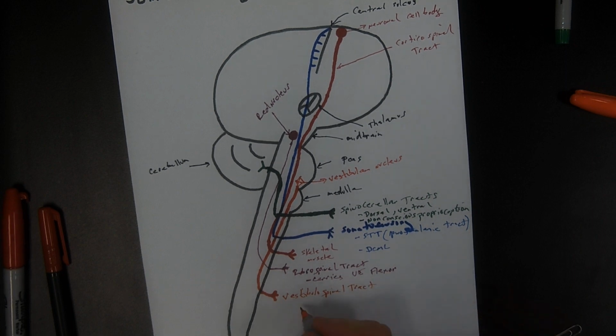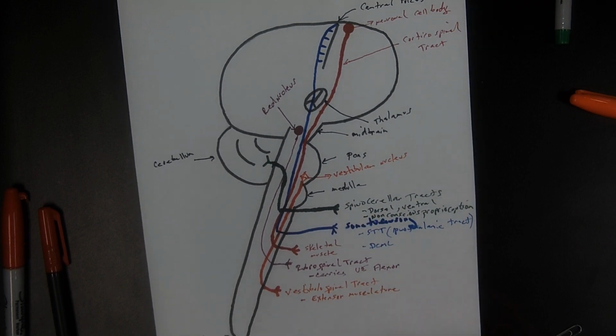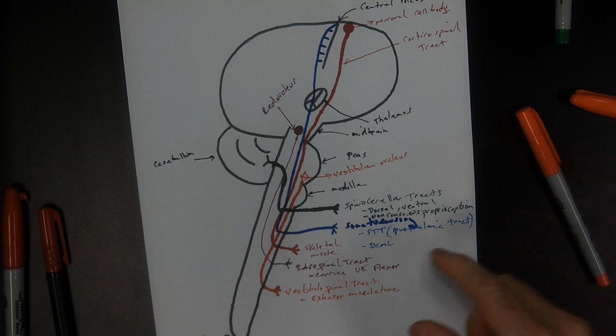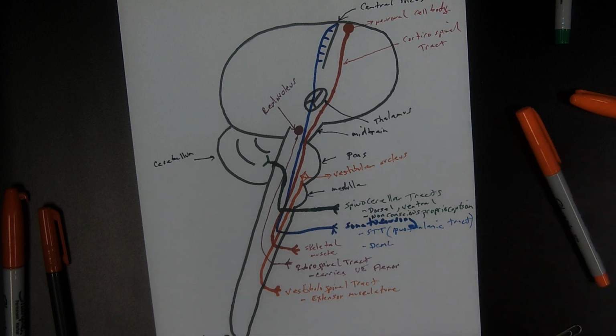The vestibulospinal tract stimulates extensor musculature to fire. So I know that if I get somebody upright against gravity, as opposed to lying down, I'm going to start promoting extensor muscle contraction, and that's going to help them function. They're going to be upright against gravity. They're going to be able to tolerate it. Okay, moving on down.